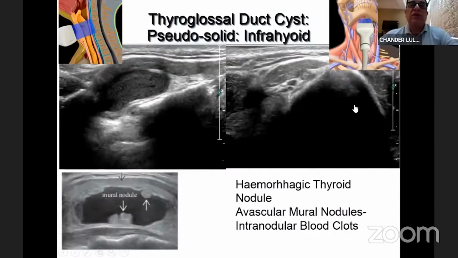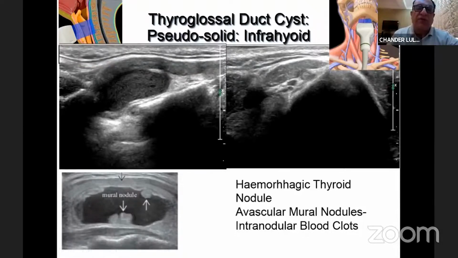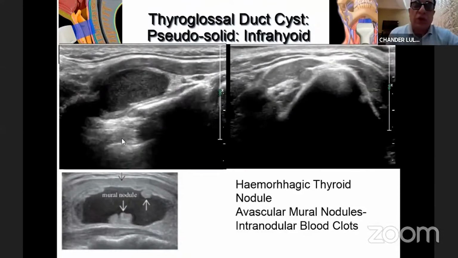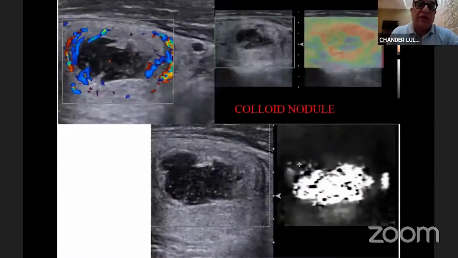Now, this is a pseudo solid appearance. If there's intense amount of infection or hemorrhage, a cystic nodule can appear solid, and this is something you have to remember. Sometimes the hemorrhage may get clotted and may appear as peripheral nodules, which are usually avascular. So color Doppler becomes important. Whenever you see a solid lesion, we need to switch on color and see that they are avascular nodules.